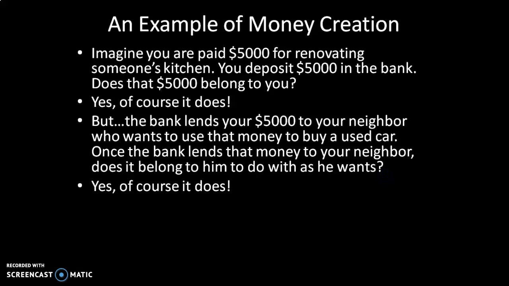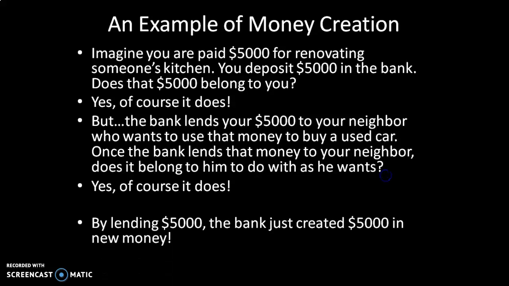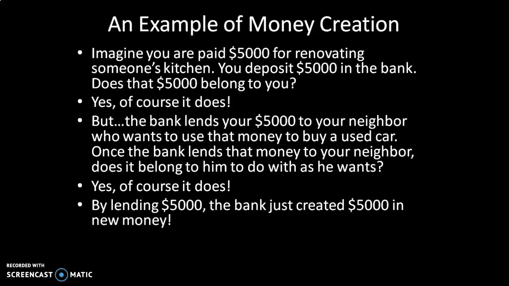So what has happened here is that when you deposited the money into the bank, the bank takes that money, which is yours, and they lend it out to someone else. Once they've lent that money out to someone else, that money becomes theirs to do whatever they want to. By doing this, the bank has just created $5,000 in new money. It's still your money, but it's also the money of the person who received the loan.